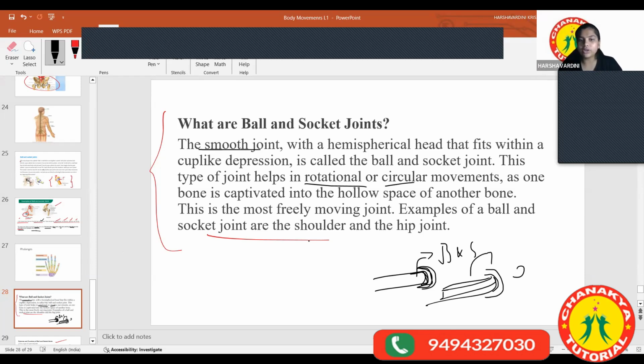Examples of ball and socket joint are shoulder and hip joints. Why hip joint? You can move your hip also 360-degree. You can rotate 360-degree, right? You can move the full body 360-degree. Hip joint, right? Yes, ma'am.